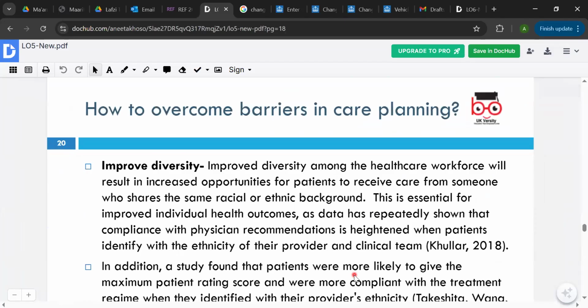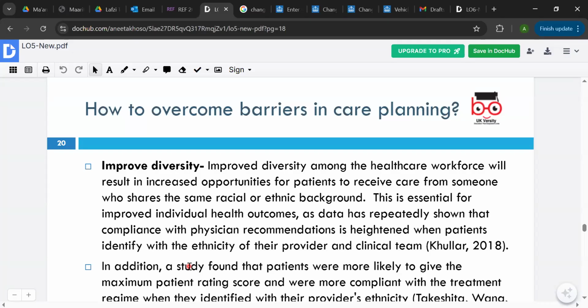How to overcome these barriers in care planning. So this was something that we had discussed, what is advanced care planning. Now how to overcome these barriers that we had talked about. Improve diversity. If you have a more diverse healthcare workforce, this will give more opportunity to the patients to receive care from someone who shares their own race or ethnic background.